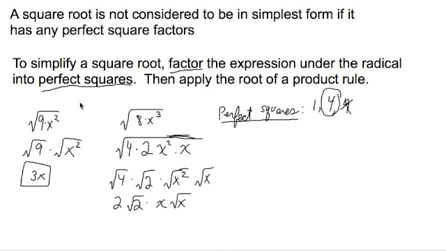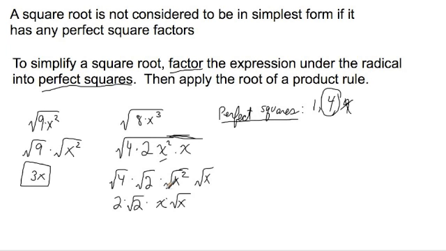Next, we usually write our answer so that all of the numbers that are not inside of a square root appear first. That would be the 2 and the x. And the numbers that are in a square root come at the end. I can do this because I have all multiplication. This is 2 times the square root of 2 times x times the square root of x.